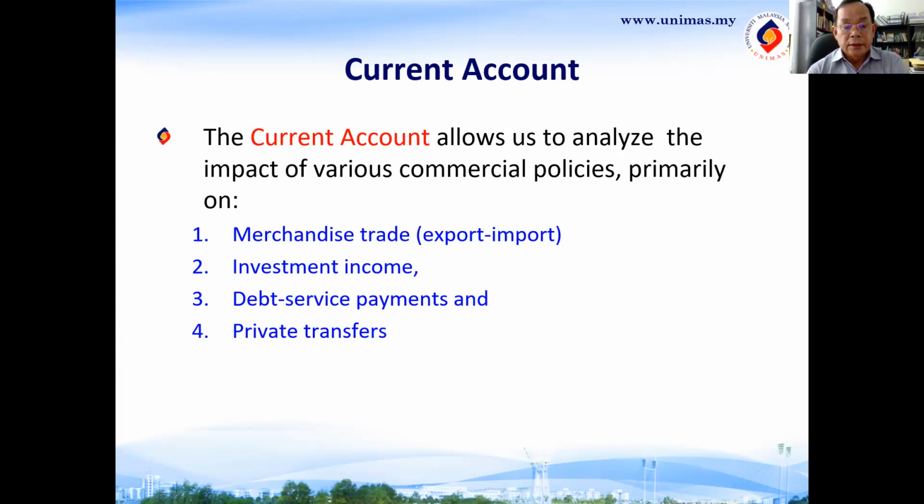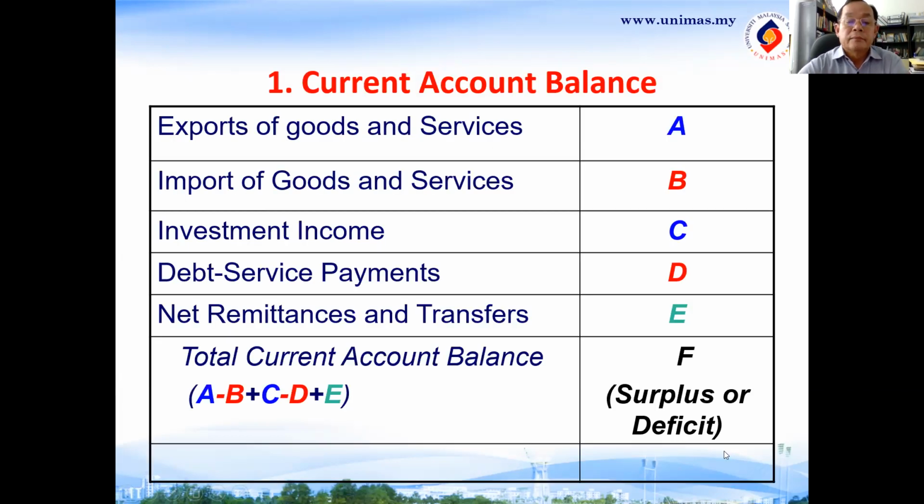This is the payment that the country has to make to service its loan that it takes from either a foreign bank ataupun a foreign country. And the fourth is the private transfers, or the transfer of funds from private individuals. Okay, so I can show you the tables on the various components of the current account balance.